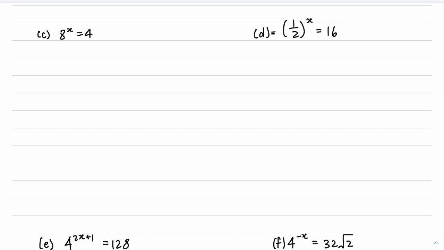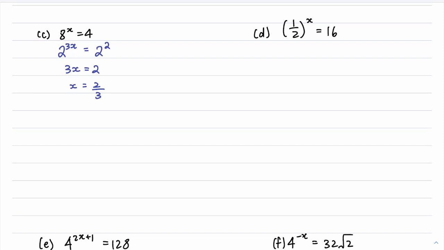8 and 4 can both be rewritten as powers of 2. 8 can be rewritten as 2 to the power of 3, so we have 2 to the power of 3x on the left and 2 to the power of 2 on the right. Now that I have the same bases on both sides, I can set their exponents equal to each other and finally solve for x, which is 2/3.